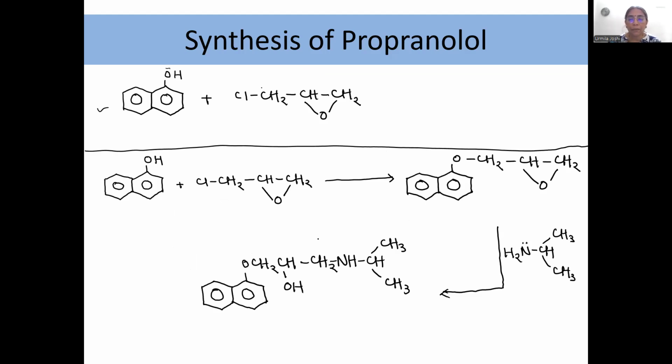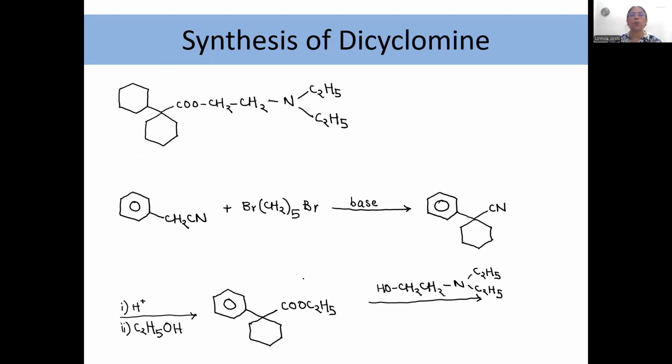Now, remember one thing, you can write it in any way. I personally find backward synthesis more appealing because here at least there is some structural similarity of the starting material with the product desired, but in some cases there is not. And in such cases, backward synthesis becomes useful. Okay. I hope you have understood synthesis of propranolol. Now we go to dicyclomine.